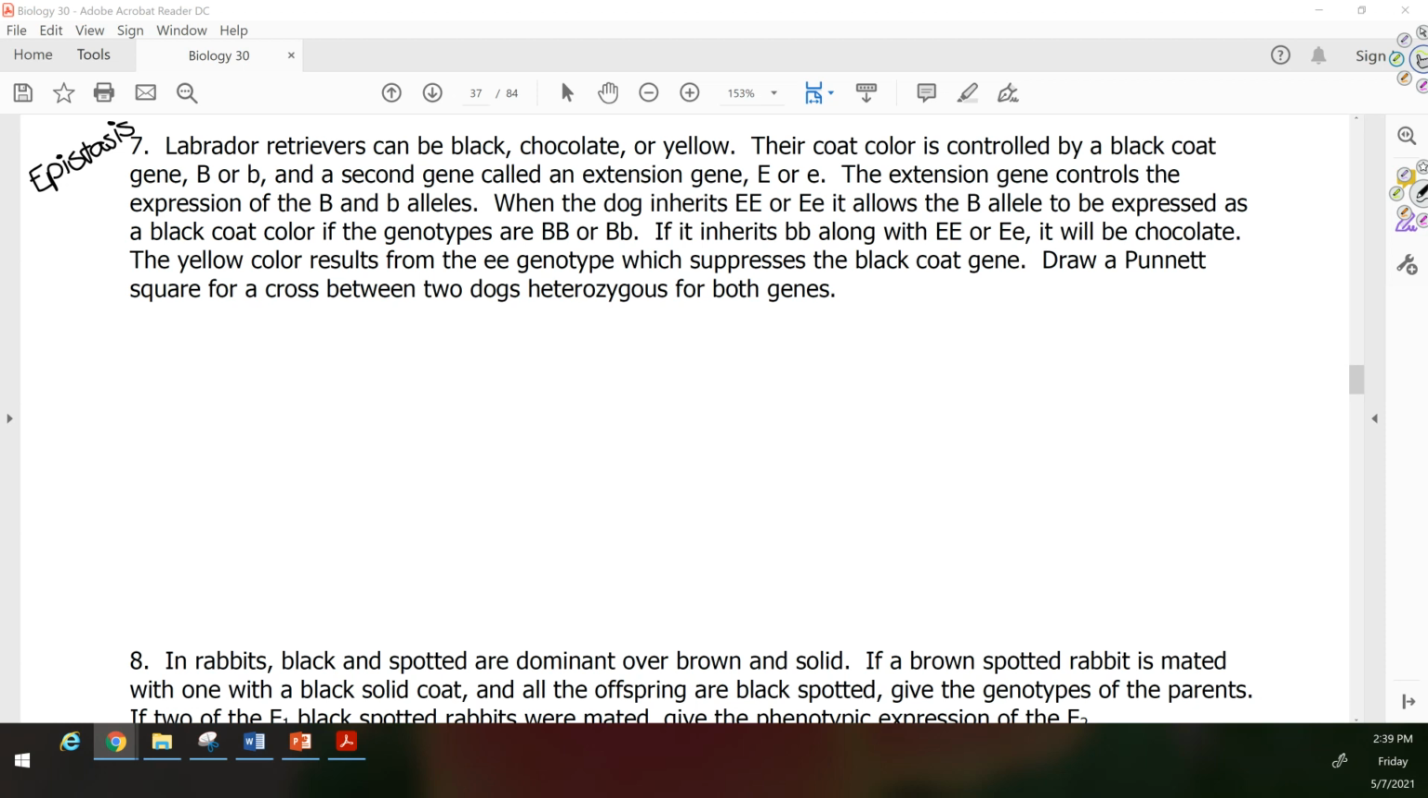Their coat color is controlled by a black coat gene, B or b, and a second gene called an extension gene, E or e. The extension gene controls the expression of the B and b alleles. When the dog inherits a capital E, it allows the B allele to be expressed as a black coat. So I'm going to start my legend there. As long as they have a capital E and a capital B, then it codes for black.